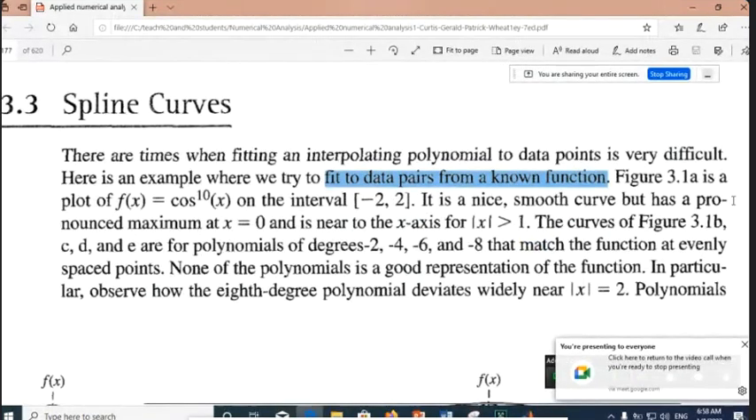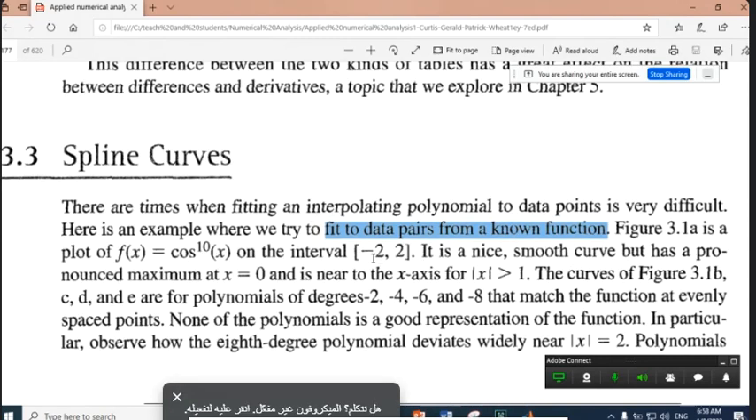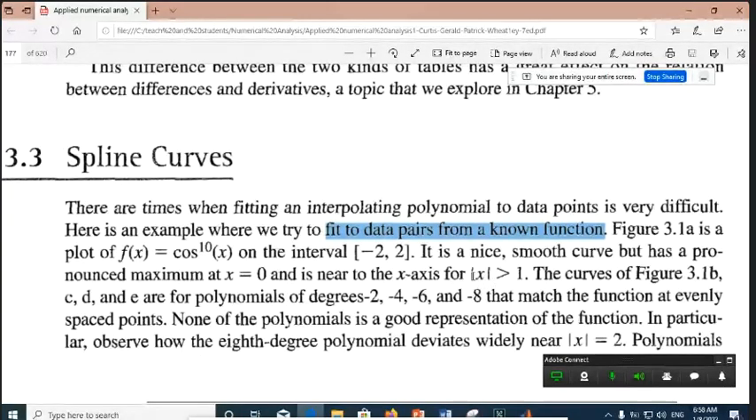Figure 3.1a is a plot of f(x) = cos^10(x) cos(10x) on the interval [-2, 2]. It is a nice smooth curve, but has a pronounced maximum at x = 0 and is near the x-axis for absolute value of x bigger than 1, becoming near to 0.